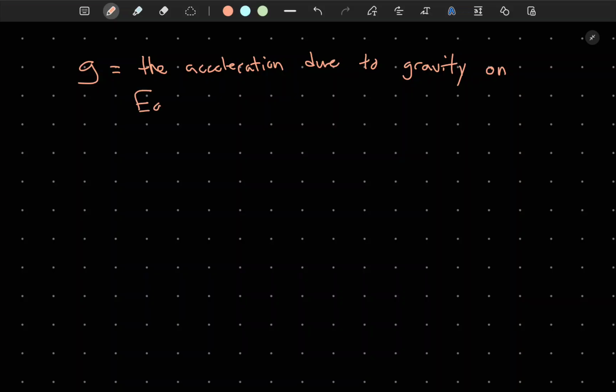So the next big concept is the concept of g. And you might have seen this a lot. g is defined as the acceleration due to gravity on a planet. And usually g refers to the gravity on Earth, and more specifically, at Earth's surface.